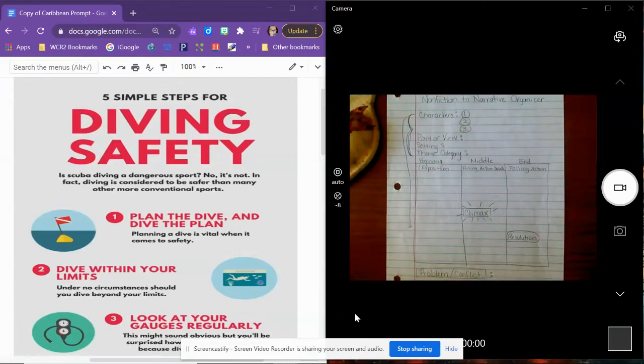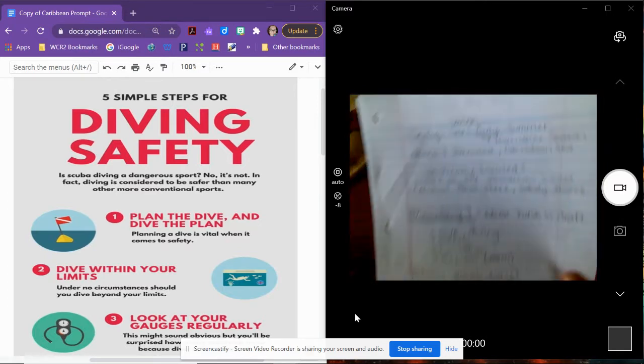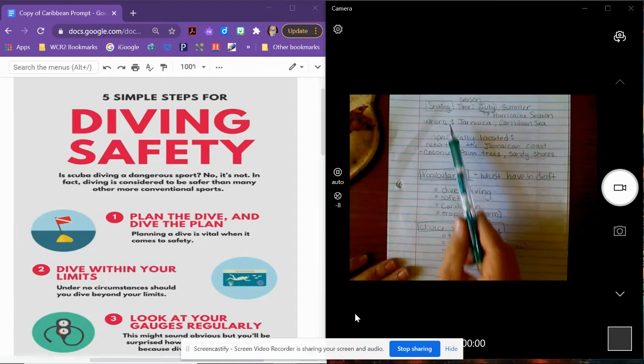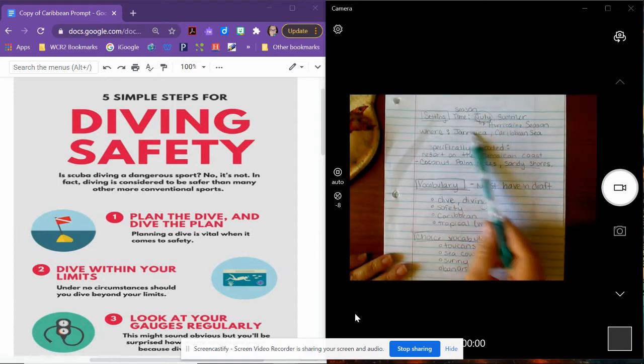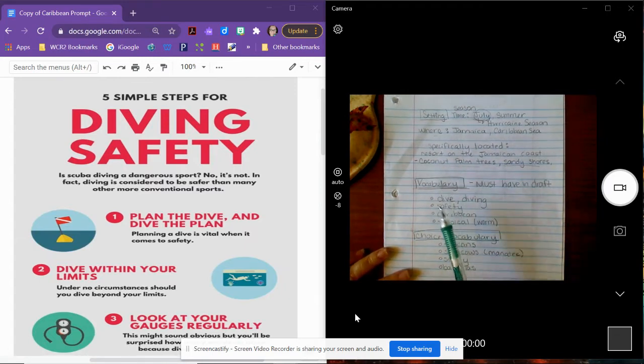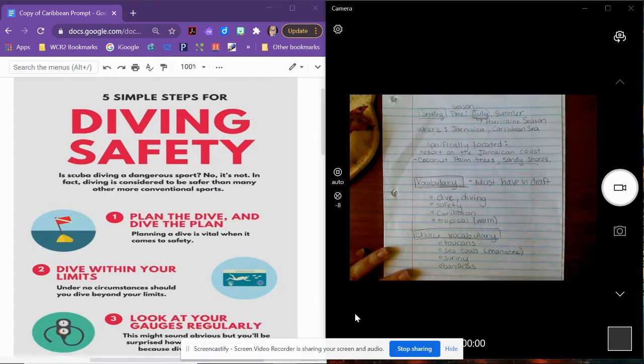Hi, we are back and we are going to be continuing to work on our nonfiction to narrative organizer for day 2. The other day we already did some footwork, as I like to say, by setting up our setting, when our story is taking place and where it is located. We also talked a little bit about our vocabulary.